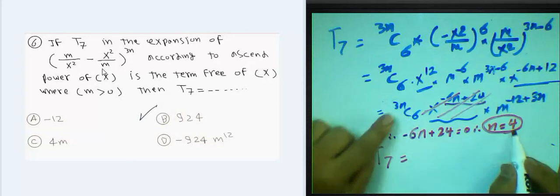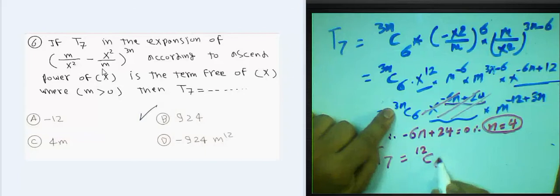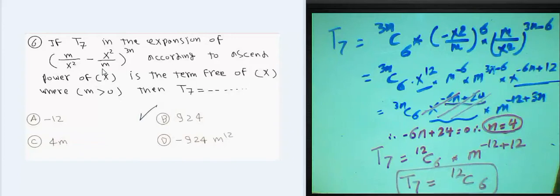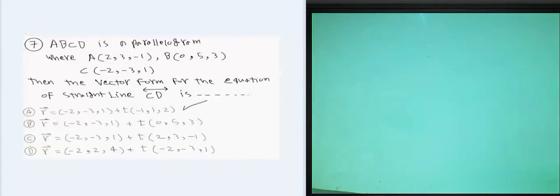3 times n, 3 times 4 equals 12 combination 6. Write m here power negative 12 plus 3 times 4 equals 12. 12 plus negative 12 equals 0. m power 0 equals 1. Then term 7 will be 12 combination 6 only. In the simplest form, 12 combination 6 equals 924. It's the result for this example. 924.